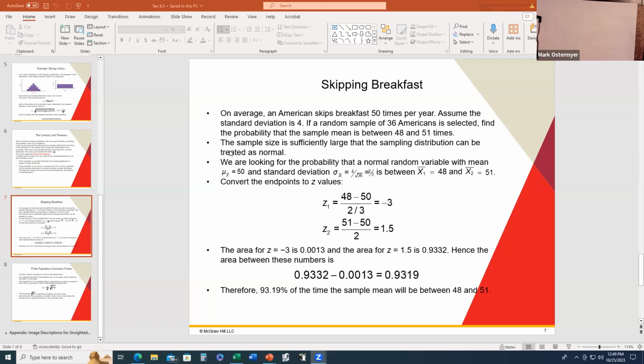Well, my sample size is 36. So, ladies and gentlemen, even if my parent population is not normally distributed, my sampling distribution will be normally distributed according to the central limit theorem because my sample size is at least 30 here. And it's this sampling distribution, which is normally distributed, that's going to enable us to answer this question here.